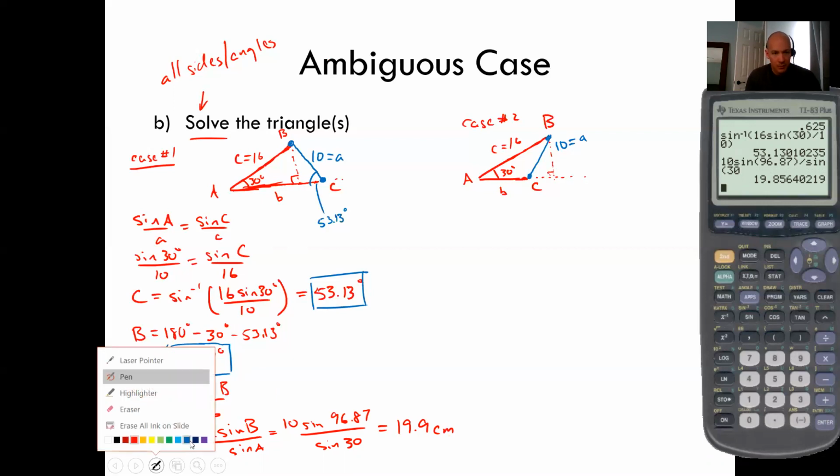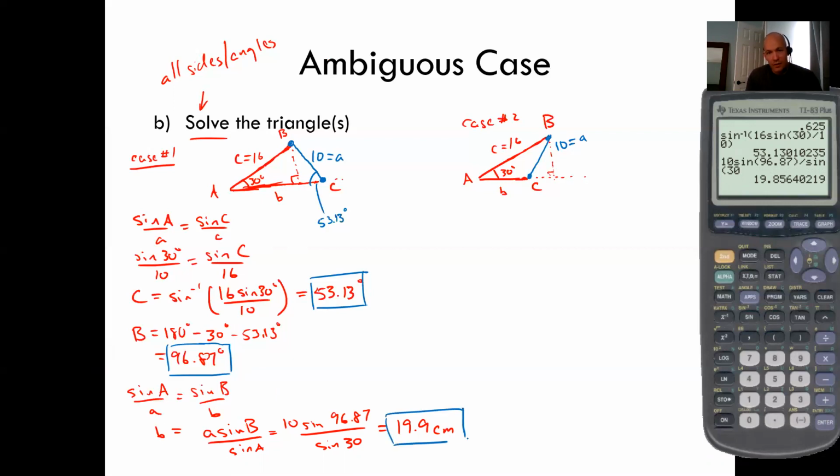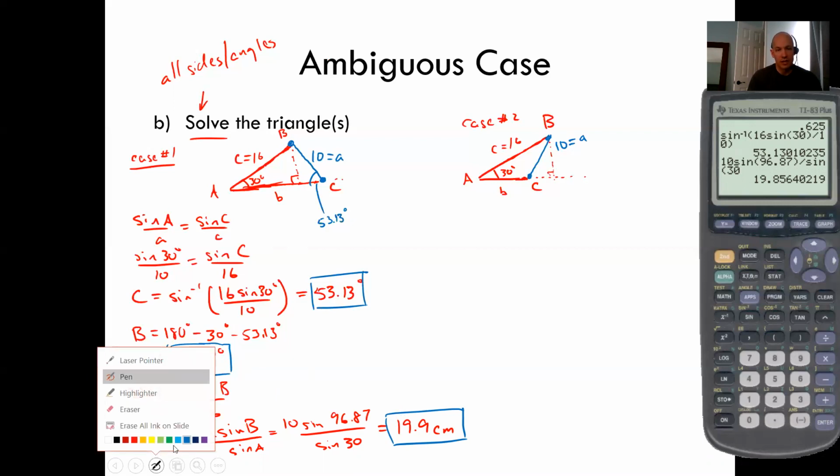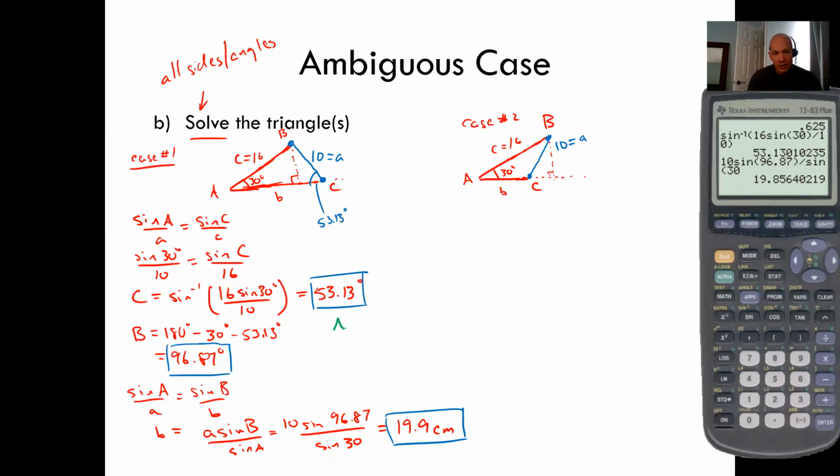Okay, so now I have angle C, angle B, and side length A. So if I wanted, I could even put this all together. I'm running a little low on room, but I could say A equals 30, B equals, we'll just round it to 96.9, and then we'll say C is 53.1 degrees. And then side A, we already knew is 10. Side B we know is 19.9 centimeters, and then side C would be 16 centimeters.